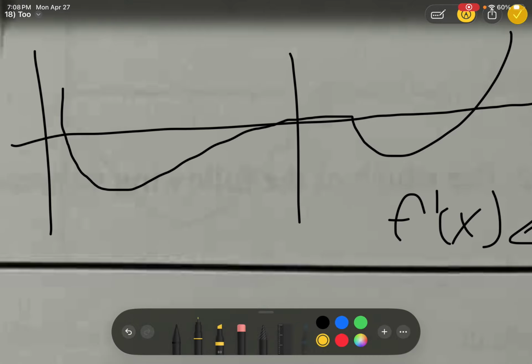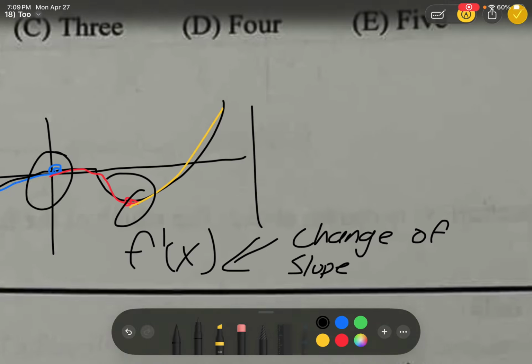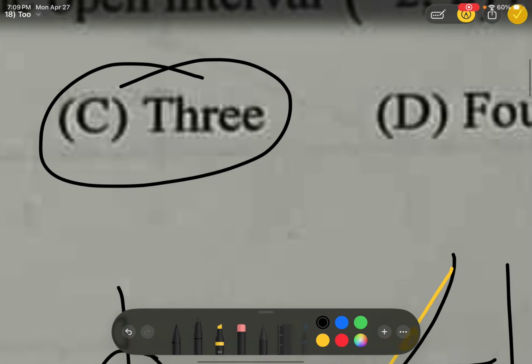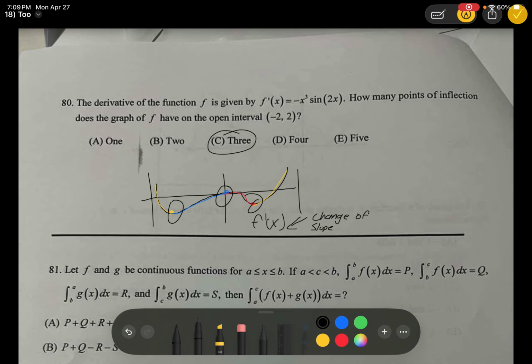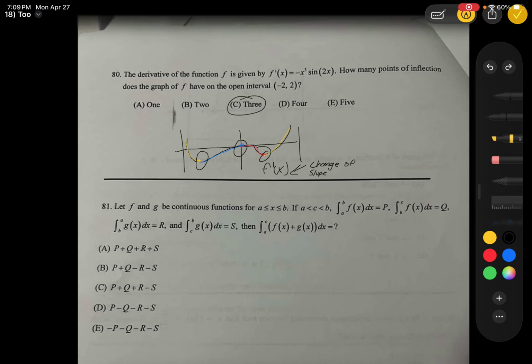So from here to here, f is decreasing up until here. Then it starts increasing up until here. Then it starts decreasing again all the way up until here. Then it starts increasing again. So we have 1, 2, 3 changes of slope or changes in concavity. So there's 3 points of inflection. Points of inflection mean change of sign in the second derivative, in terms of second derivative fancy language.